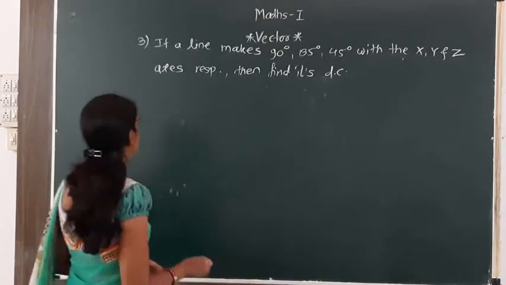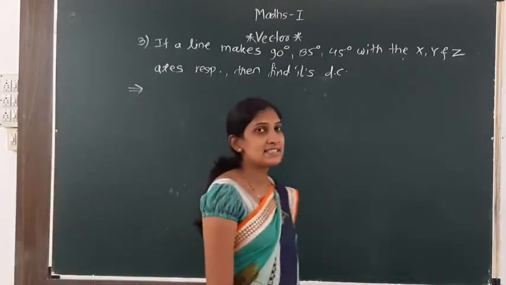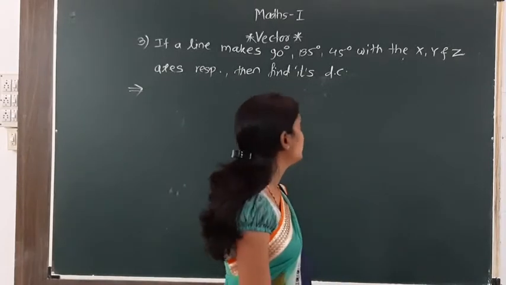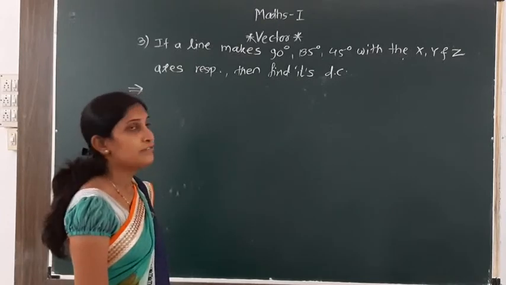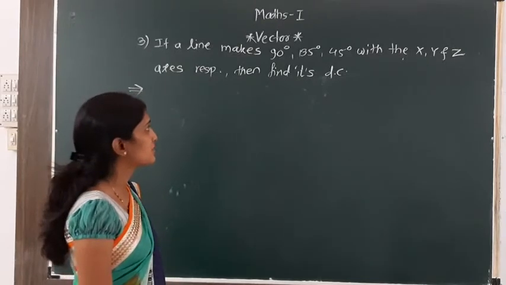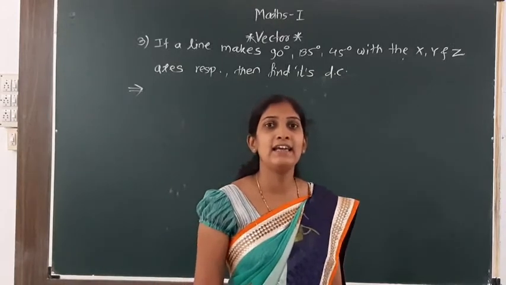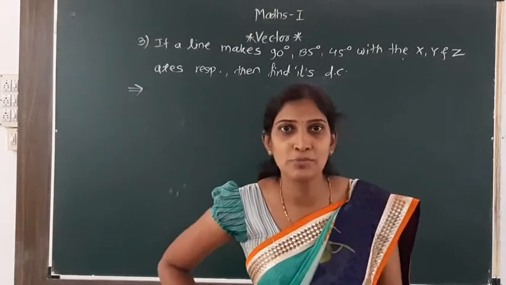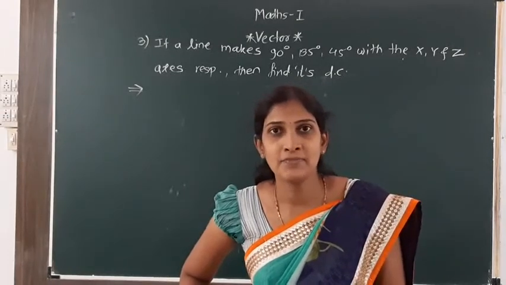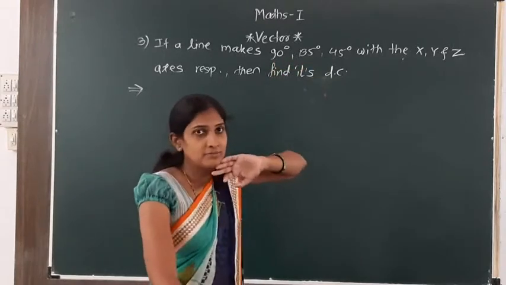Then find its direction cosines. If a line makes 90, 135 degrees and 45 degrees with the x, y, z axes respectively, then find its direction cosines. That is, we have to find L, M and N. What is L? L is cos alpha, M is cos beta, N is cos gamma. They will give us alpha, beta, gamma.